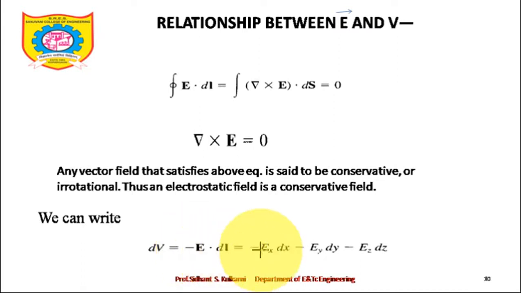Now dl bar, as you already noticed in the vector notation, is a line vector, represented by dx ax bar plus dy ay bar plus dz az bar. If I write E bar as Ex ax bar plus Ey ay bar plus Ez az bar, and dl bar as dx ax bar plus dy ay bar plus dz az bar, there will be a dot product between E bar and dl bar. Finally I get minus Ex dx minus Ey dy minus Ez dz. Just try this yourself and you will get this expression.